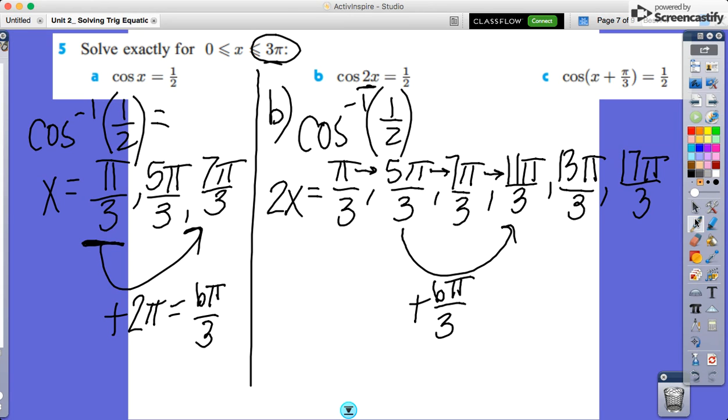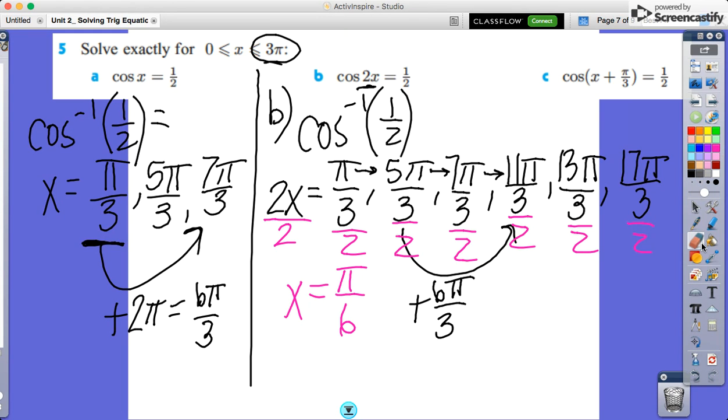Okay. So, how do I solve for x? Divide by 2. So I get what? Pi over 6. You can just turn all the denominators into 6. I can just turn all the denominators into 6. That is perfectly true.